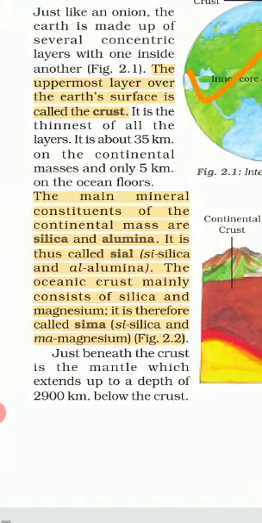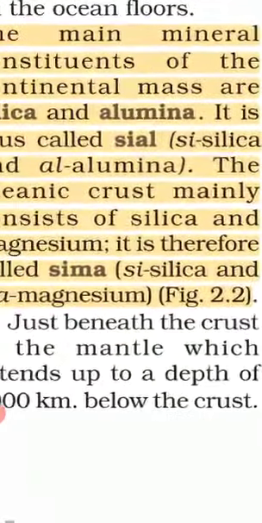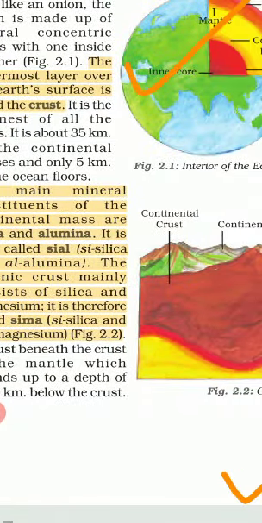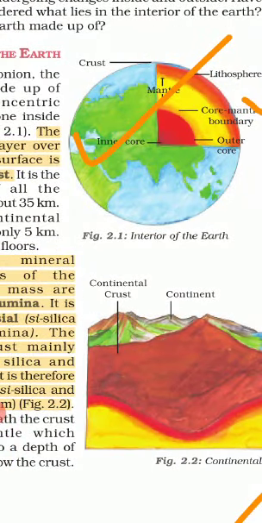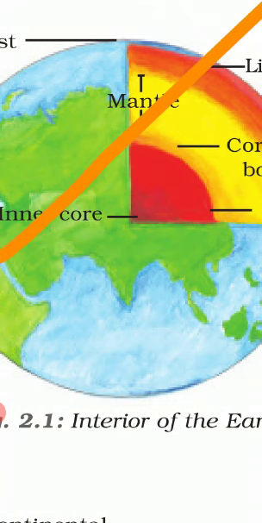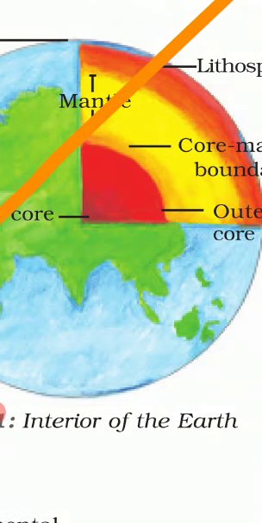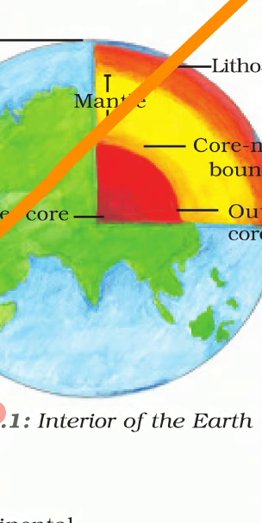Now we'll talk about the second layer, that is mantle. Just under the crust, you have the mantle, which extends up to a depth of 2900 kilometer below the crust. And the third layer is core. The innermost layer of the earth is called the core. It is below the mantle, in the innermost layer. Its thickness is about 3500 kilometer.